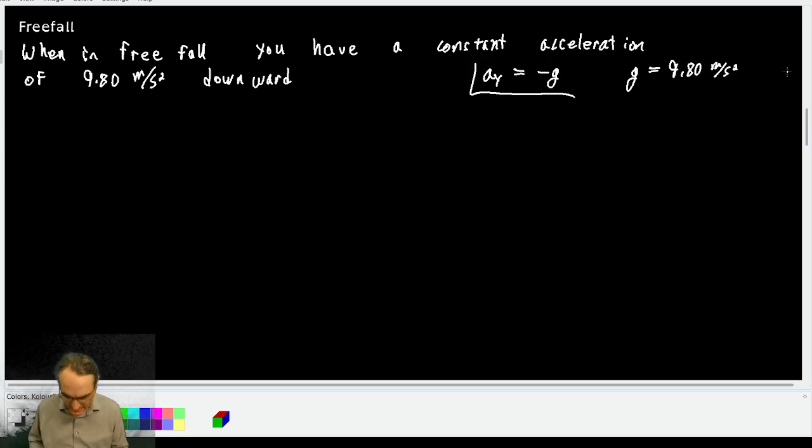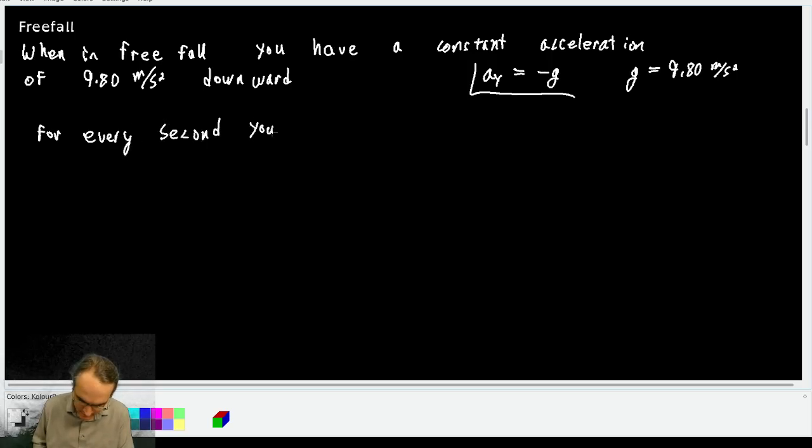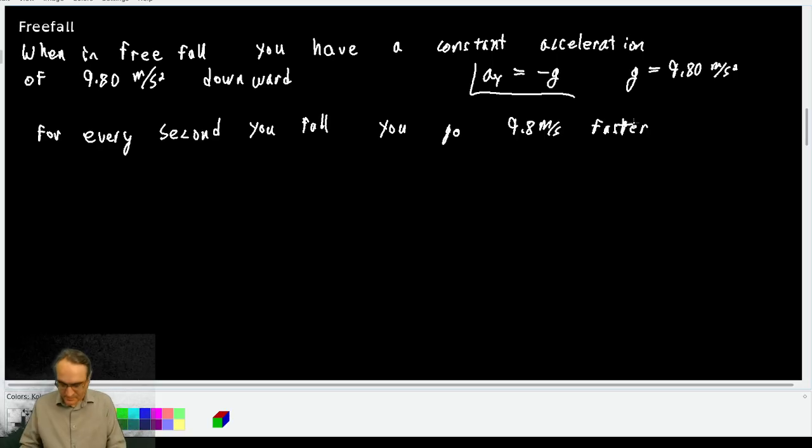All right, now what is this actually telling us? Well, it's saying that for every second you fall, you go 9.8 meters per second faster. 9.8 meters per second is pretty significant.